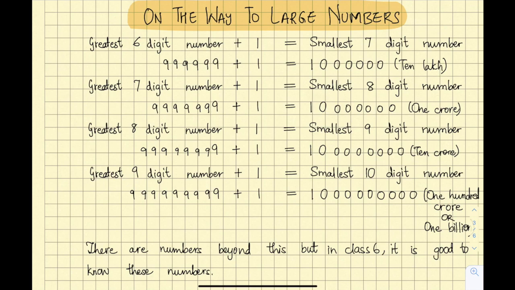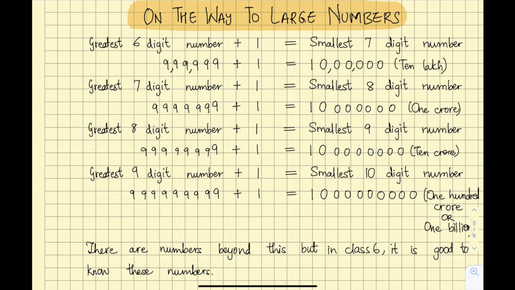If you add 1 to the greatest six-digit number, placing commas, ones, tens, hundreds, comma, 1,000, 10,000, lakh, you get the number 10 lakh. So this 10 lakh is the smallest seven-digit number. Then again, when you add 1 to the greatest seven-digit number, you get the number 1 crore, and that is the smallest eight-digit number.